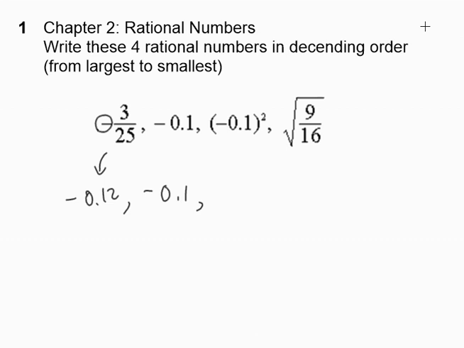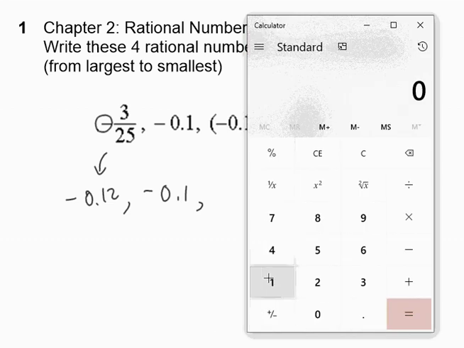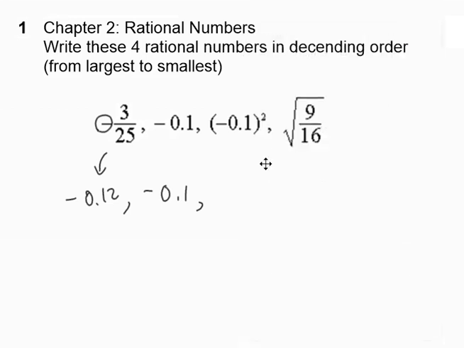The next number, we have negative 0.1 times negative 0.1. Now you can do it one of two ways. You could do it on pencil and paper, or you can grab a calculator and say, what is a tenth multiplied by a tenth? And the answer is a hundredth, right? So therefore, it's going to be a hundredth. Now, because it's a negative times a negative, or negative 0.1 multiplied by negative 0.1, which is negative 0.1 squared, it's going to be a positive.